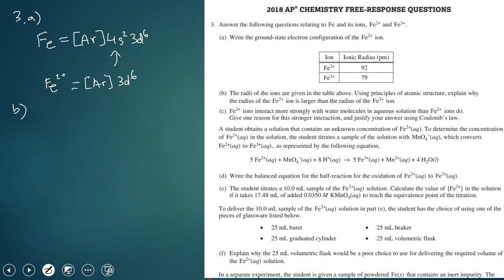Just a quick trick: they were checking to make sure that you revised that special exception for ions of transition metals. Now part B says the radii of the ions are given in the table above. Using principles of atomic structure, explain why the radius of the Fe2 plus ion is larger than the radius of the Fe3 plus ion. Okay. So, what exactly do we know?